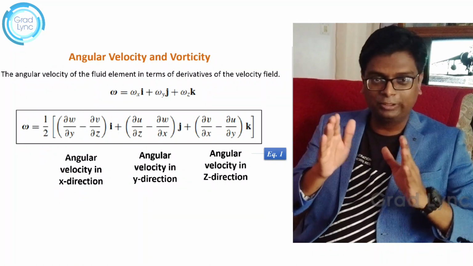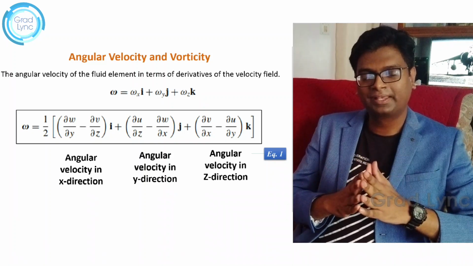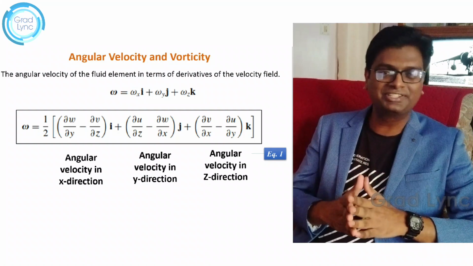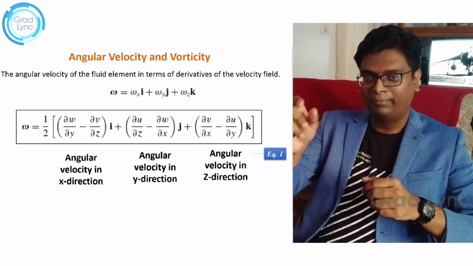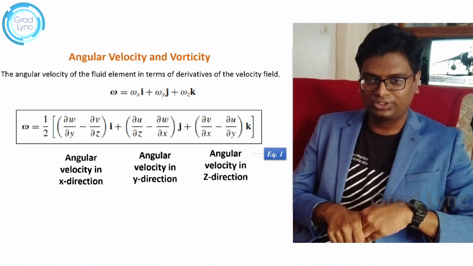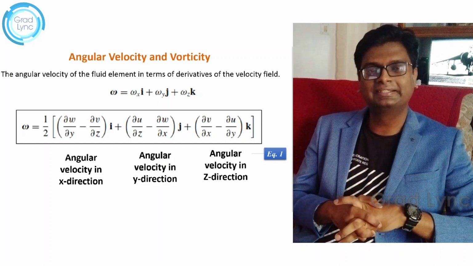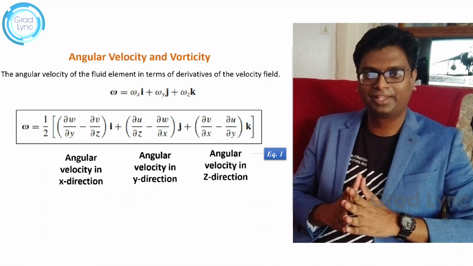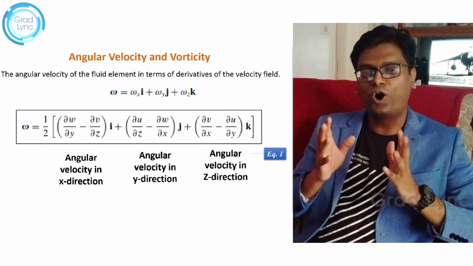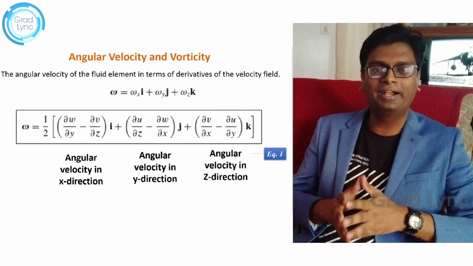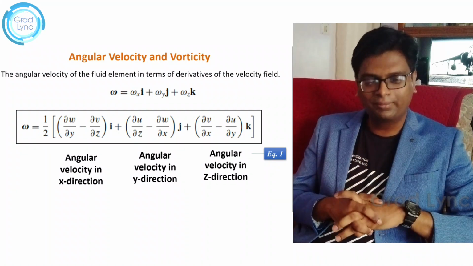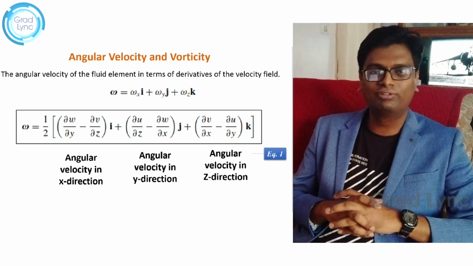So dou w by dou y represents the change in linear velocity w with respect to the change in y direction, minus dou v by dou z. Now the difference of this gives the angular velocity in x direction. So in x direction, how much angle the fluid element has been sweeping is given by half of dou w by dou y minus dou v by dou z.